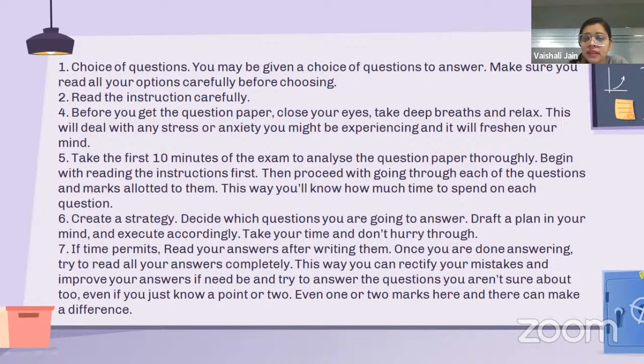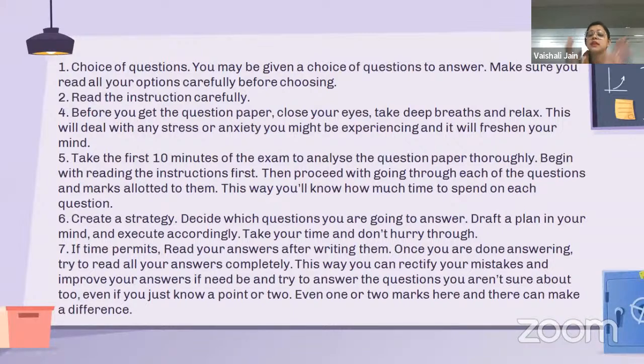Take the first 10 minutes of the exam to analyze the question paper thoroughly. Begin by reading the instructions first, then proceed with going through each of the questions and the marks allotted to them. This way you will know how much time you need to spend on each question. Then create a strategy. How are you going to do the paper? Draft a plan in your mind and execute accordingly. Take your time and don't hurry through.